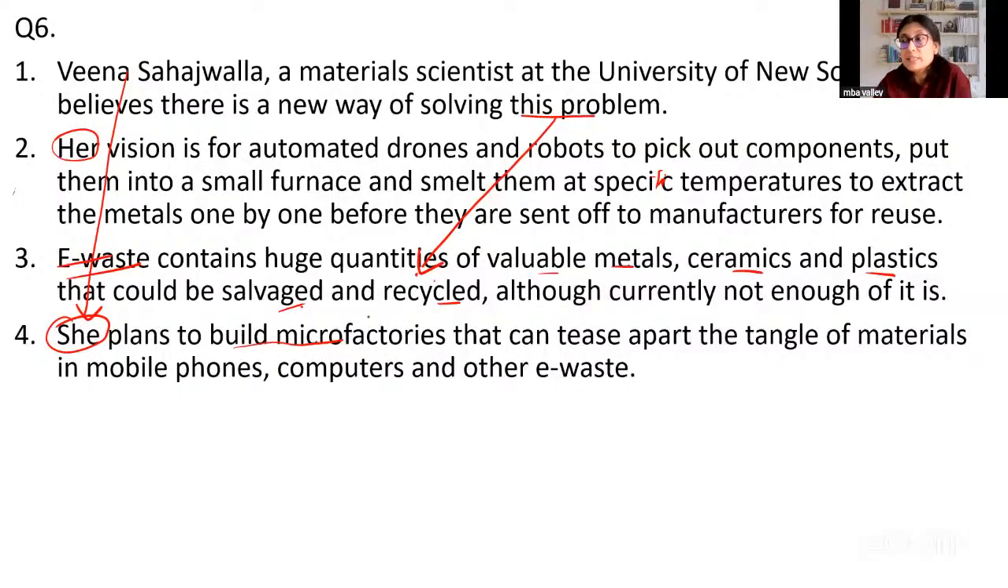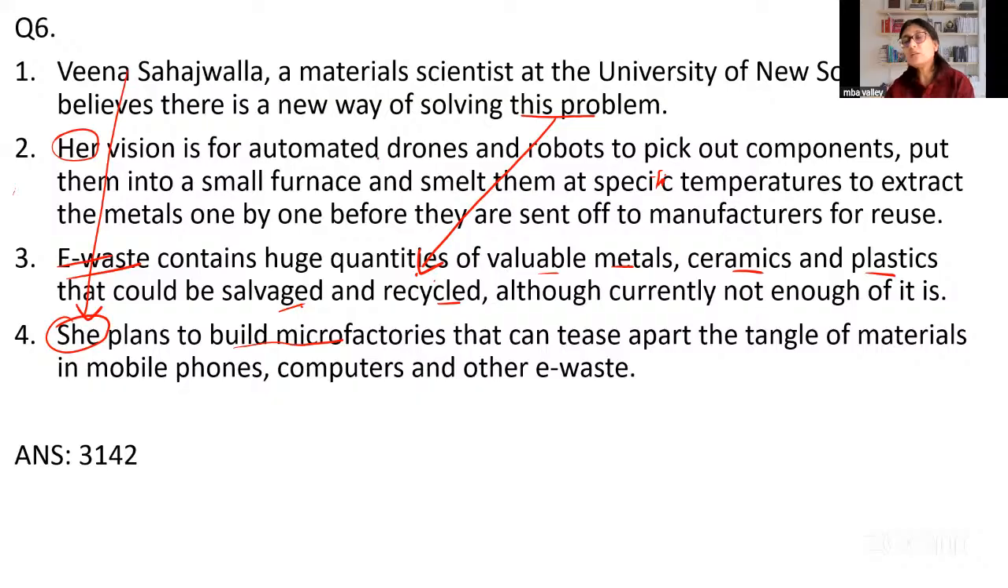And then it ends with a detailed mechanism in sentence number 2 that says her vision is for automated drones and robots. This is the most detailed technical elaboration. It explains how the microfactories will work. It says her vision, clearly continuing from sentence number 4. Okay. Now, so the final sequence is 3, 1, 4, 2.